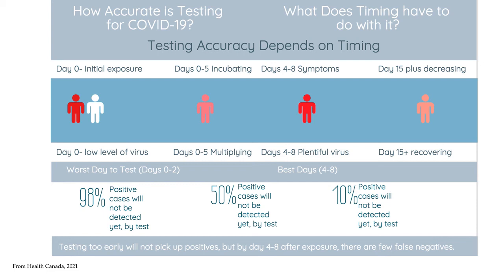However, during those first, say, 5 days, we're going to have some multiplication happening. And about 50% of positive cases will not be detected yet by test after those first 5 days. But you're incubating during those times. By days 4 to 8, you're going to start to get symptoms, and you're probably going to have more virus at that time. So this is a good thing. I mean, that's the best time to be testing people, when they have plentiful virus. And about 10% of positive cases won't be detected at that time, even when you are most plentifully shedding virus.